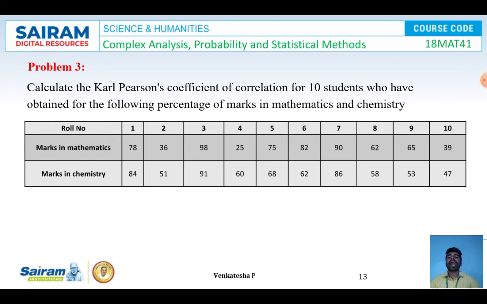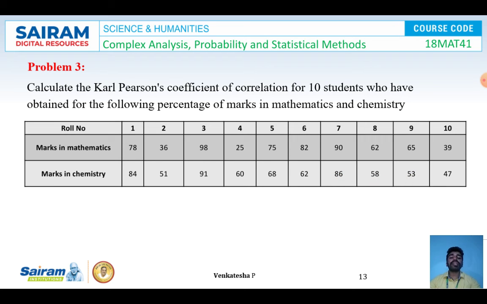Problem number 3. Calculate the Karl Pearson's coefficient of correlation for 10 students who have obtained the following percentage of marks in mathematics and chemistry. The roll numbers they have given are 1, 2, 3, 4, 5, 6, 7, 8, 9 till 10, and marks in mathematics they have given like 78, 36, 98, 25, 75, 82, 90, 62, 65, 39, and marks in chemistry is given by 84, 51, 91, 60, 68, 62, 86, 58, 53, 47.